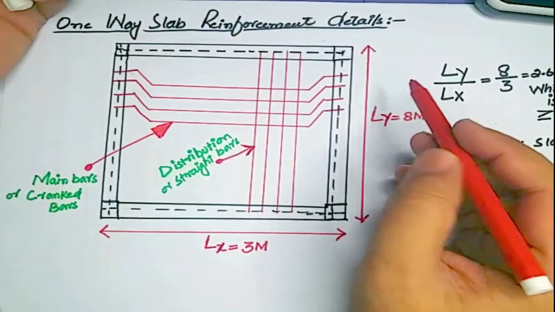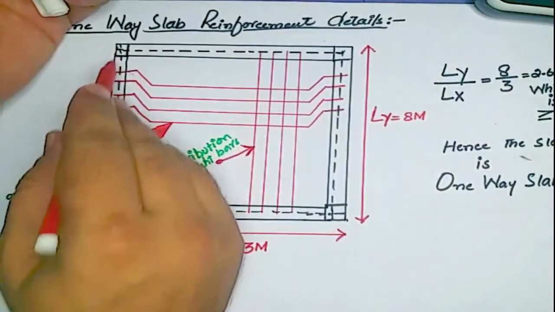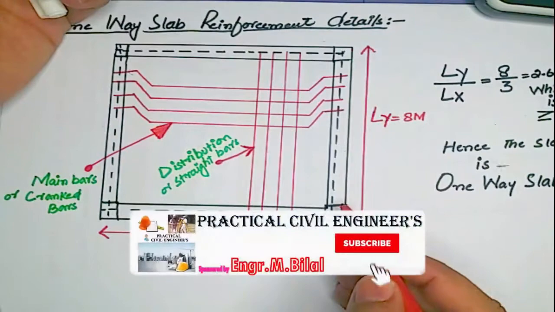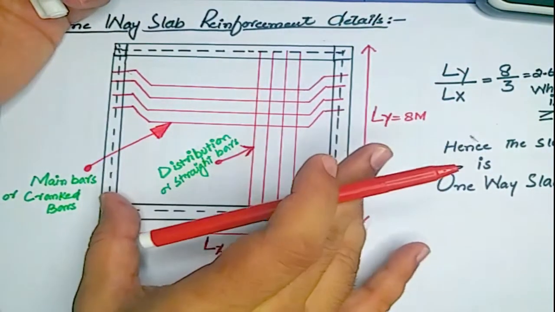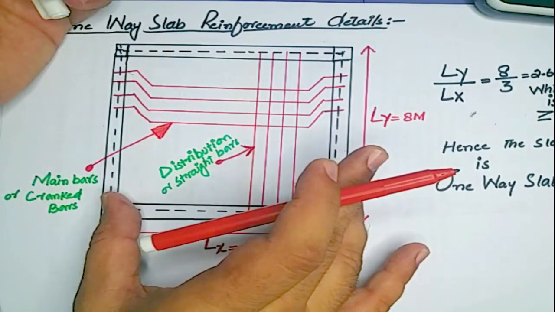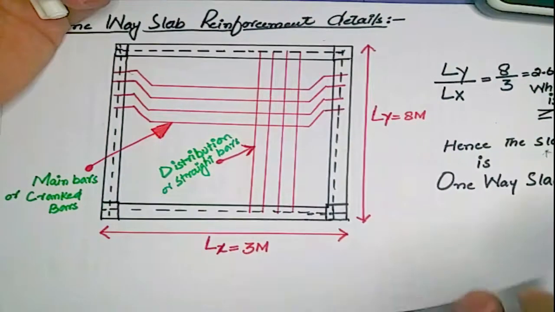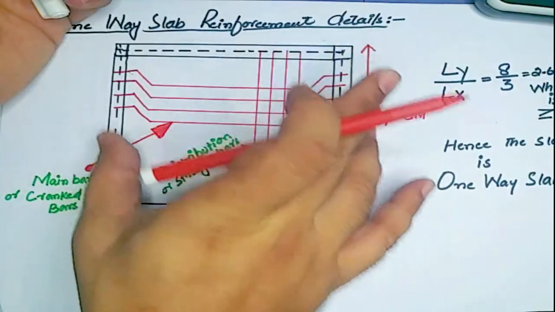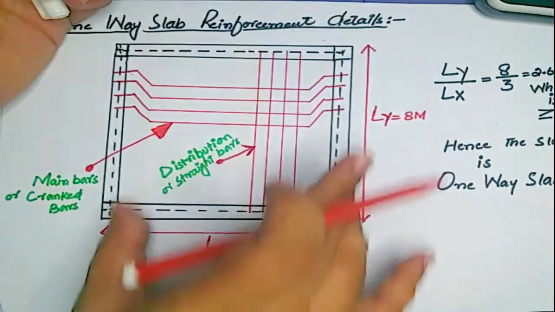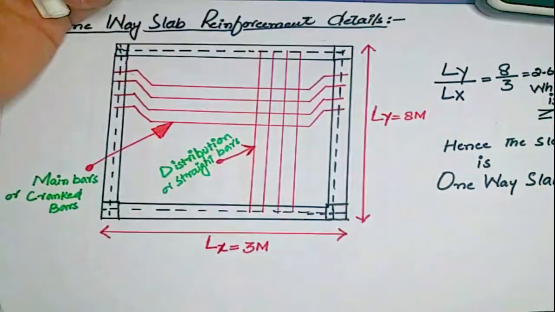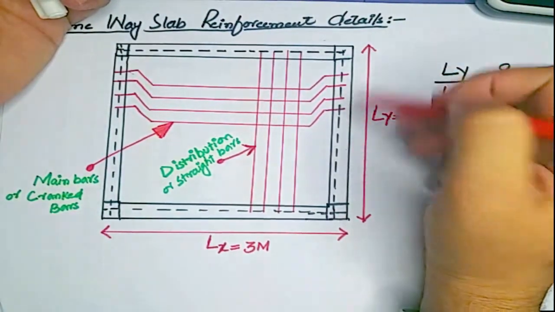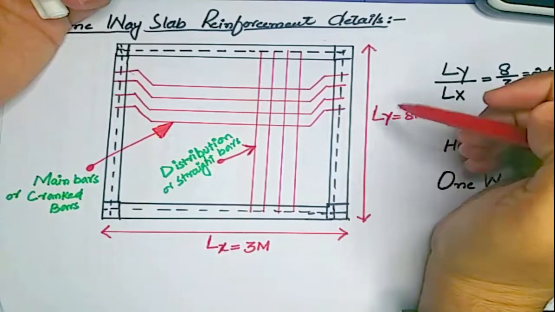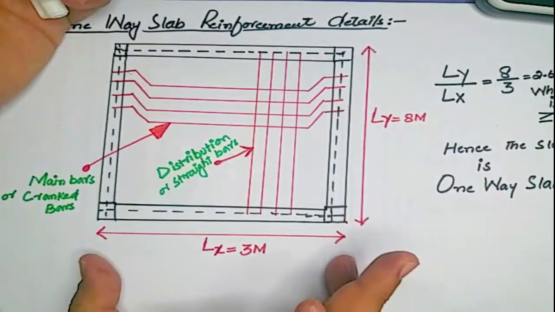In a one-way slab, you know that the loads will be distributed on two sides, meaning the shorter sides. So let's suppose this is the longitudinal side, meaning the length. This is the shorter side.